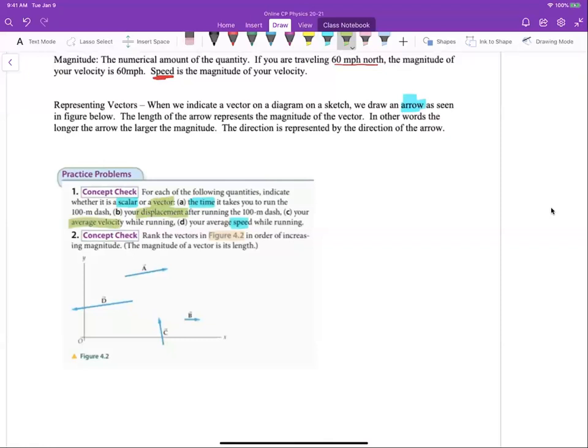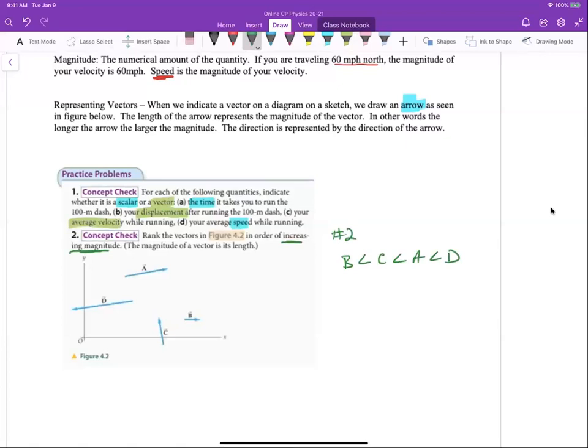And then what about question 2? Let's look at that one. We want to rank in order of increasing magnitude. Notice they give you a hint: the magnitude of the vector is its length. So the longer, the larger. We notice that B is the shortest, which is smaller than C, which is smaller than A, which is smaller than D. If we're looking at magnitude, we're only looking at the length of the vector.